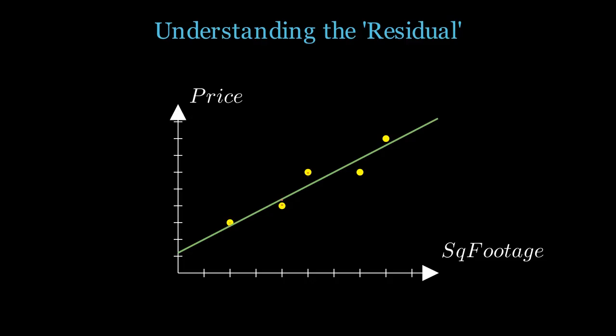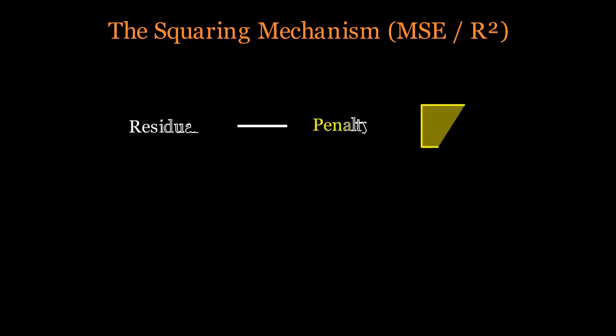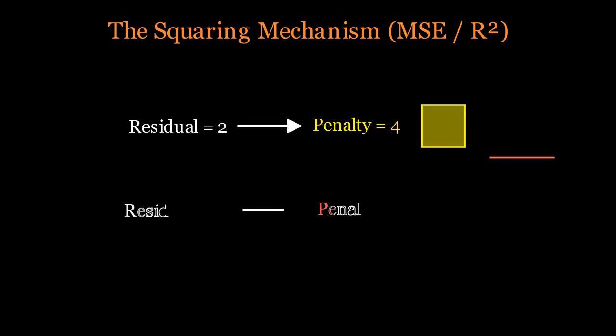Traditionally, we use the coefficient of determination, known as R-squared, and its close cousin, the mean squared error, MSE. These metrics use a squaring mechanism. When you square an error, a residual of 2 becomes 4, but a residual of 10 becomes 100. This mathematical choice penalizes large errors much more severely than small ones. While this sounds logical, it creates a panic effect when your data is not perfect.